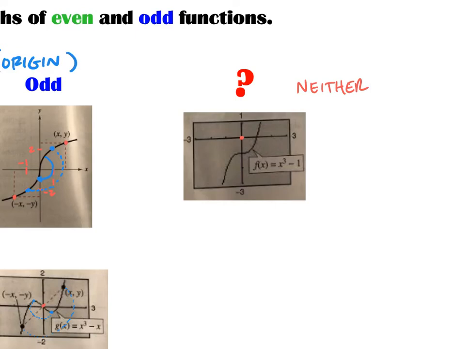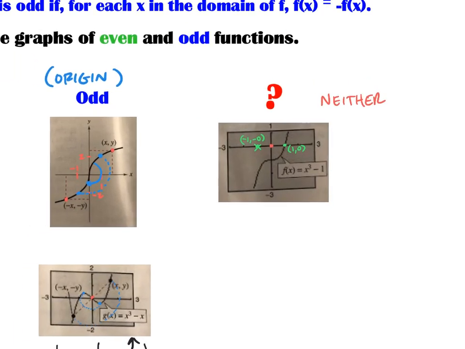And you can see it in a couple of different ways. Here, this is the point 1, 0. So in an odd function, if I have an odd function, then negative 1 should yield negative 0, which should put a point here. And that clearly doesn't exist. So this function is not odd either. Therefore, it's neither.